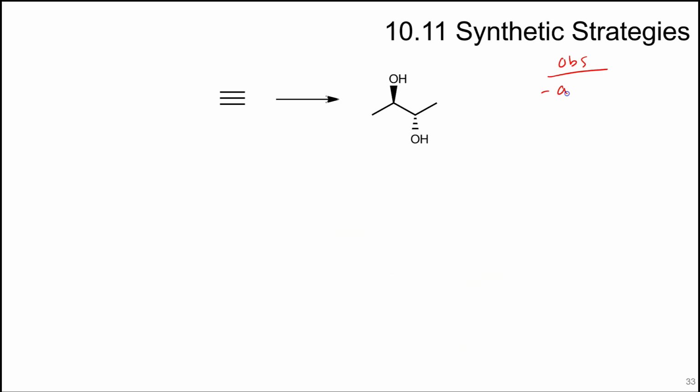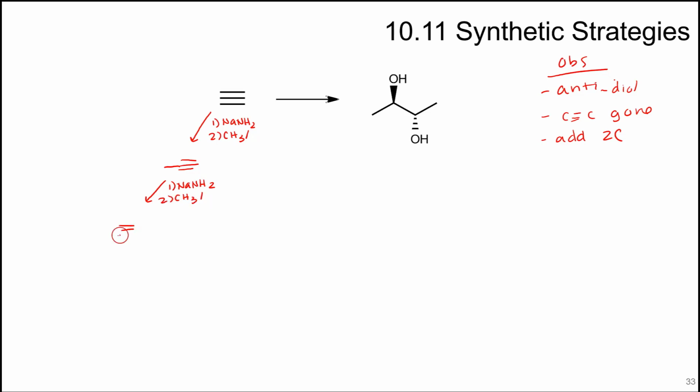This is a similar problem, except now we have an anti-diol, and the triple bond is gone. Add 2 C's. The first steps will be the same. We're going to extend the chain first. So we add 1 carbon, and 2 carbons. And then if you use Na, NH3, that will give us this E double bond. And then to do the anti here, we'd use the RCO3H, H2O. That would get you that.